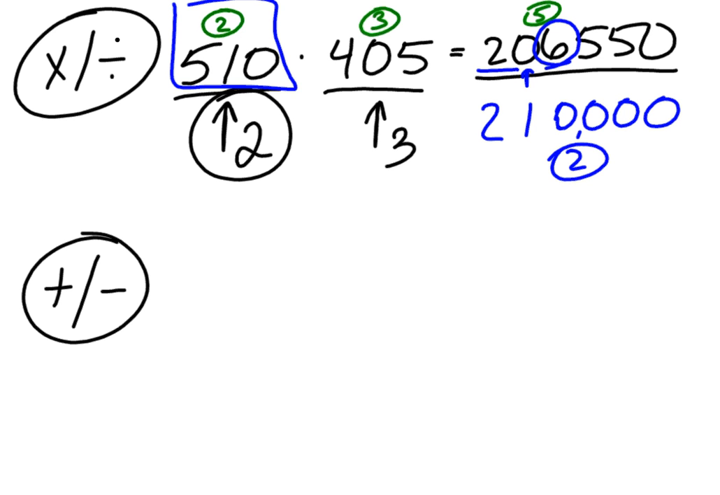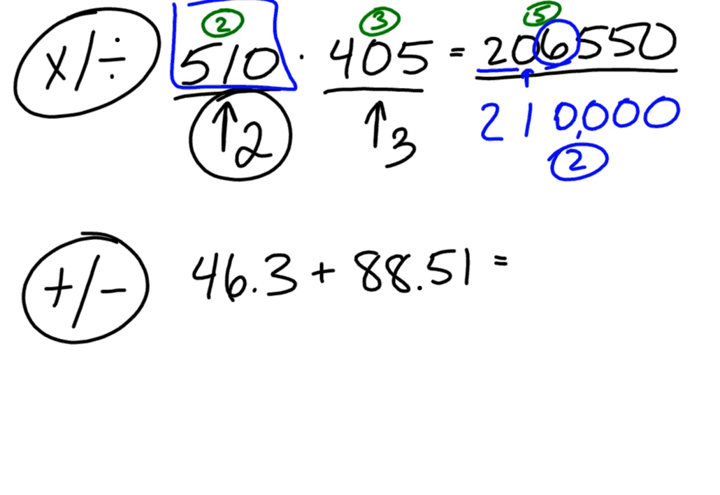Okay? With addition and subtraction, it's a little different because I'm not necessarily looking at significant figures. I'm looking at the certainty of my measurement. Okay? So let's go ahead and do an addition problem. Let's go ahead and use similar values. 46.3 plus 88.51. Okay? So, in that, I'm going to go ahead and sum it up.